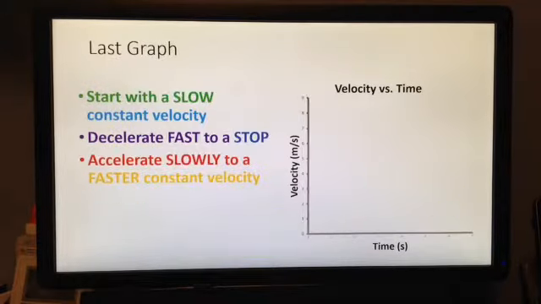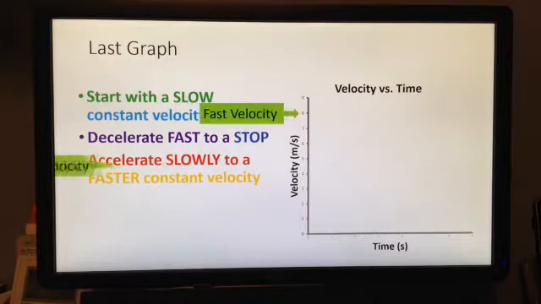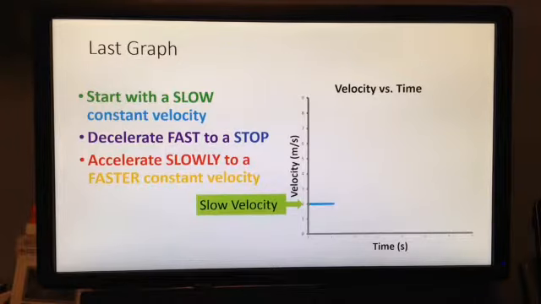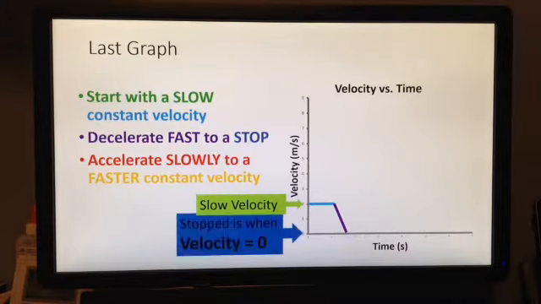There you go. Last graph. Start with a slow, constant velocity. Decelerate fast to a stop. And then accelerate slowly to a faster constant velocity. Okay? So there you go. That's the worksheet.